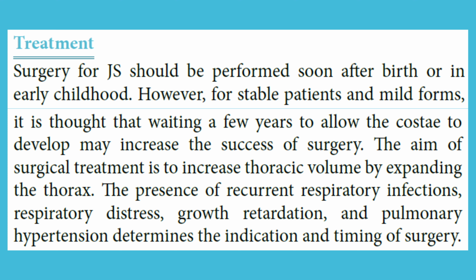Treatment: surgery for JS should be performed soon after birth or in early childhood. However, for stable patients in mild forms, it is thought that waiting a few years to allow the costae to develop may increase the success of surgery. The aim of surgical treatment is to increase thoracic volume by expanding the thorax. The presence of recurrent respiratory infections, respiratory distress, growth retardation, and pulmonary hypertension determines the indication and timing of surgery.